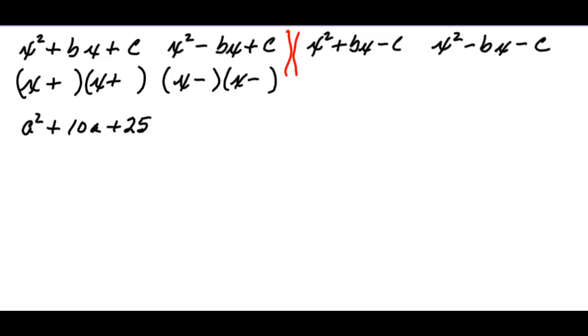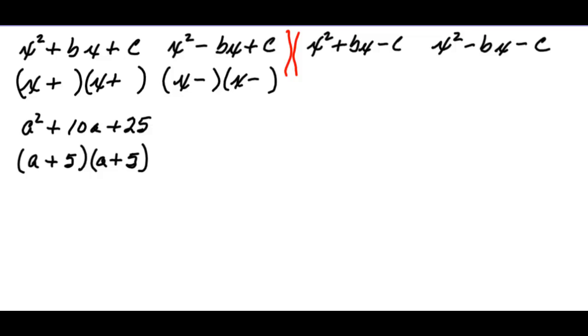So now I know that when I factor this, what I'm going to get is a plus 5 times a plus 5. So in this first pattern, what you're asking yourself every time is, what two numbers when multiplied together give me that last term? And then if I add them together, it will give me that middle term.